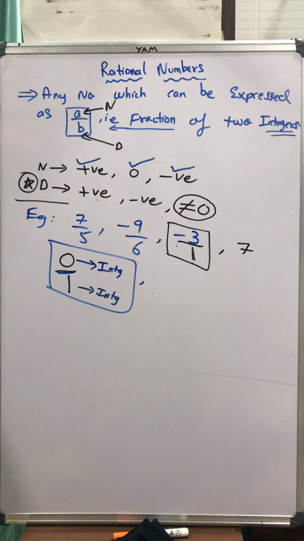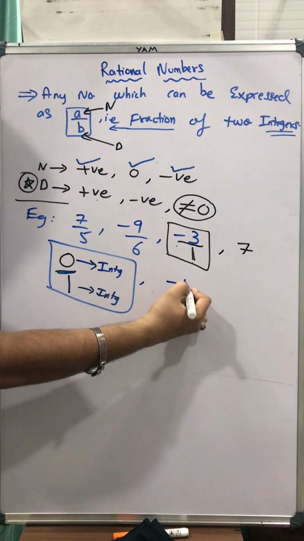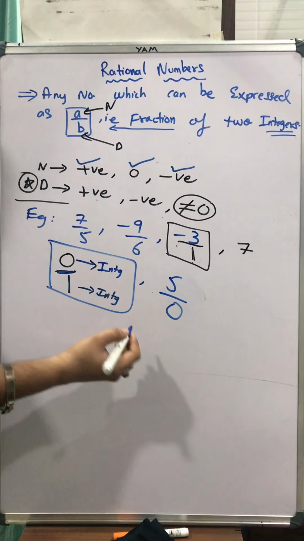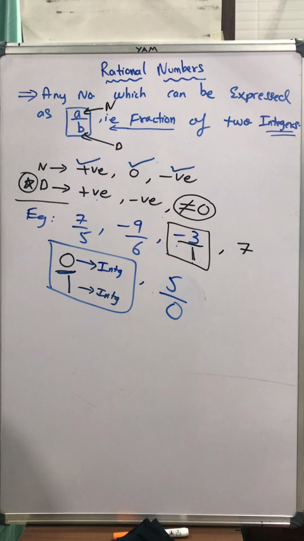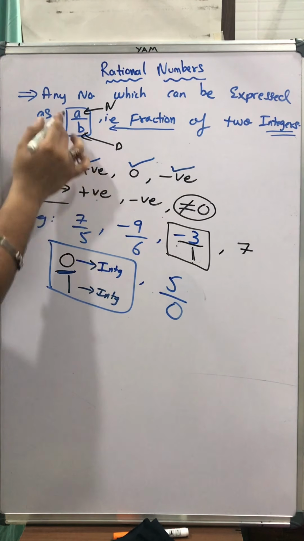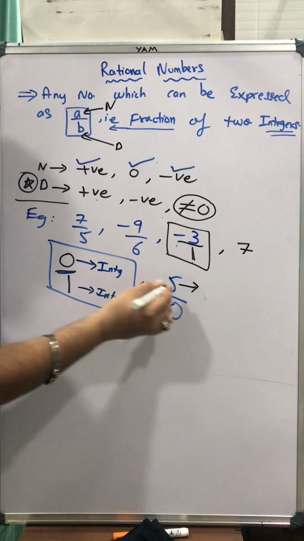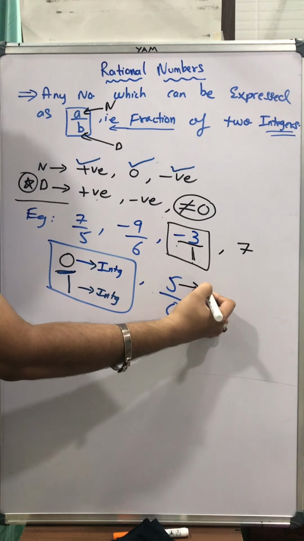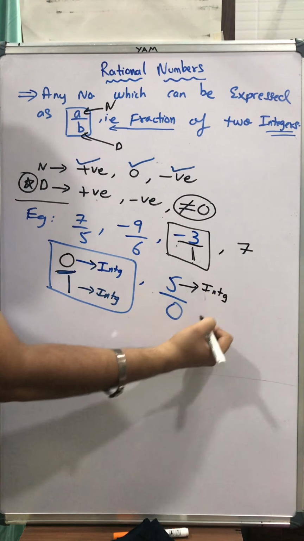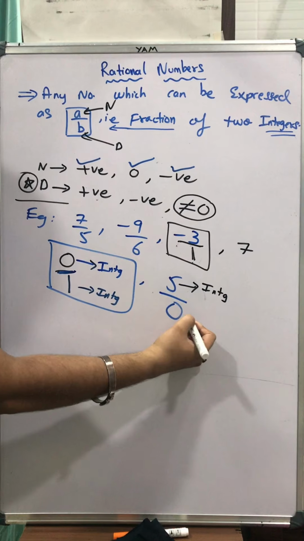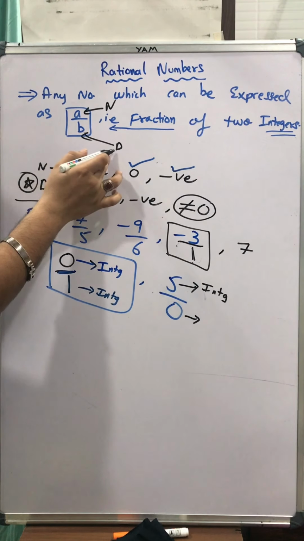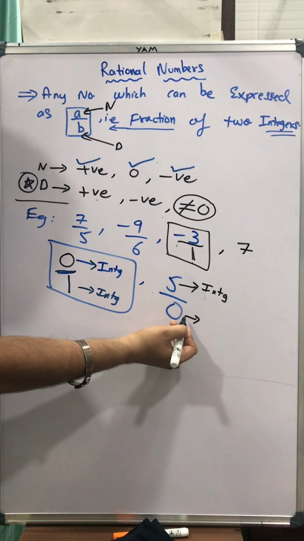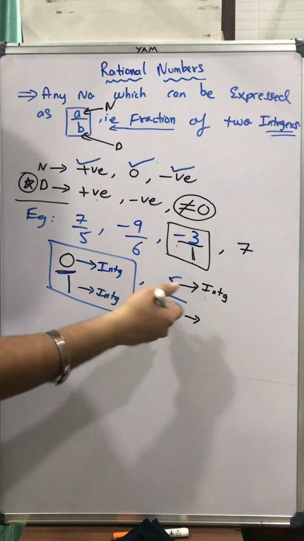Now if I say -5, or if I take only 5 upon 0, is 5 upon 0 a rational number? Now students, tell me, if I compare this in the form of a by b, at the place of a I have 5, it's a numerator. Is it an integer? Yes, it's an integer. Now if I say 0 is at the place of b, which is a denominator, d for denominator.